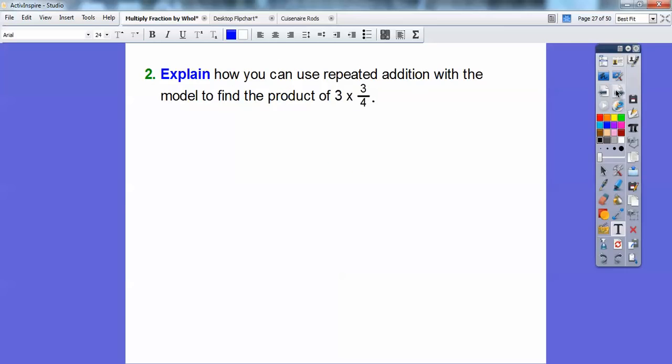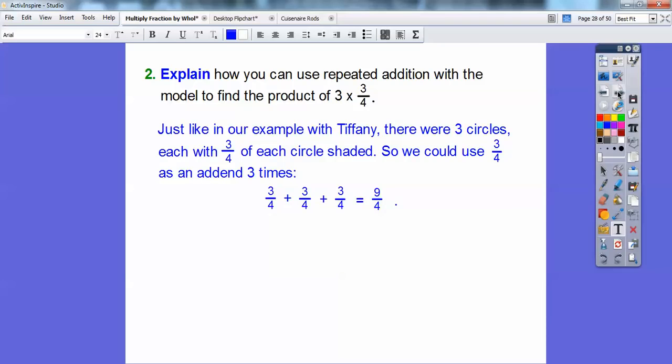All right, so explain how you can use repeated addition with the model to find the product of 3 times 3/4. Okay, remember that problem we just did with Tiffany and her drums playing? I used to play the drums, by the way, for a long time. That was fun. So just like in our example with Tiffany, there were 3 circles. Each of them had 3/4 of the circle shaded. So we could use 3/4 as the addend 3 times. So we just added those 3/4 of each circle with Tiffany. 3/4 plus 3/4 plus 3/4 equaled 9/4. Okay, so that's what this represents. This says 3 groups of 3/4. That just means 3/4 plus 3/4 plus 3/4.